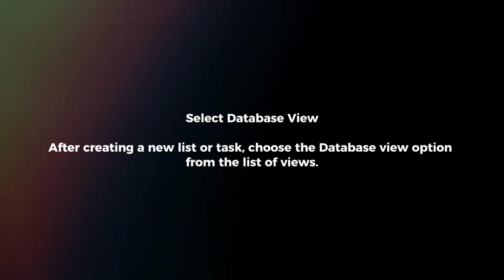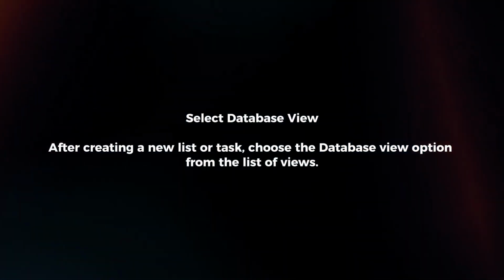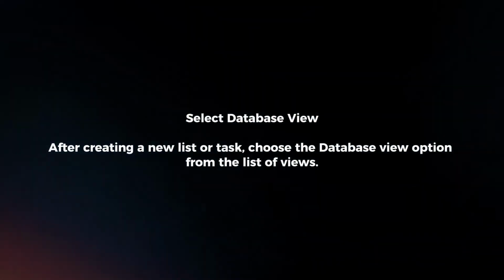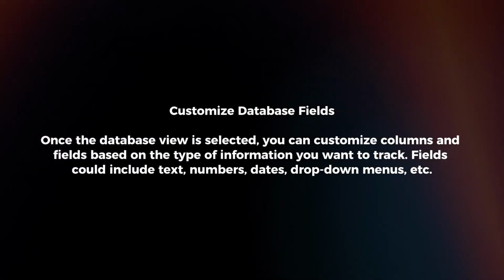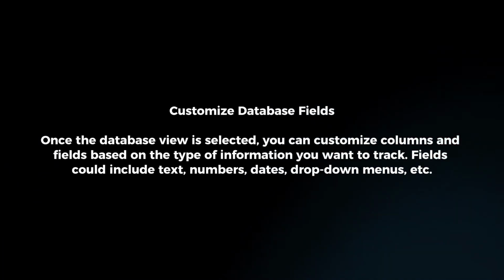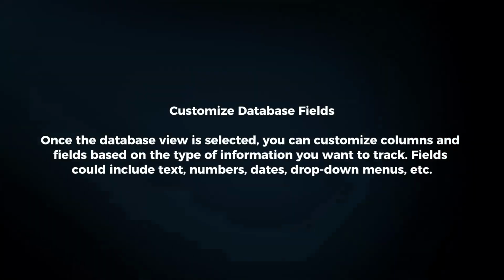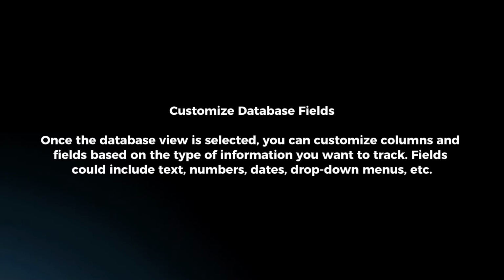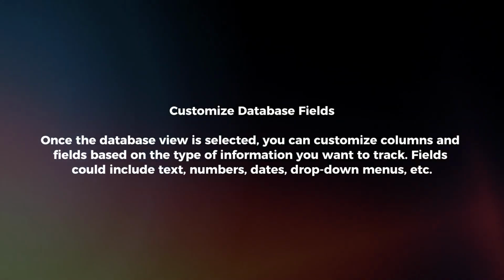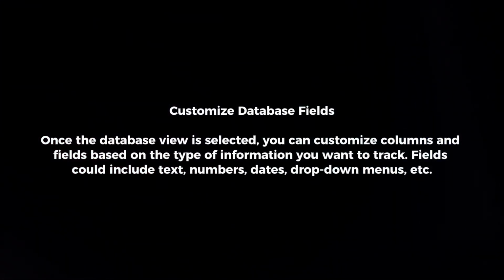Select database view. After creating a new list or task, choose the database view option from the list of views. Customize database fields. Once the database view is selected, you can customize columns and fields based on the type of information you want to track. Fields could include text, numbers, dates, drop-down menus, etc.